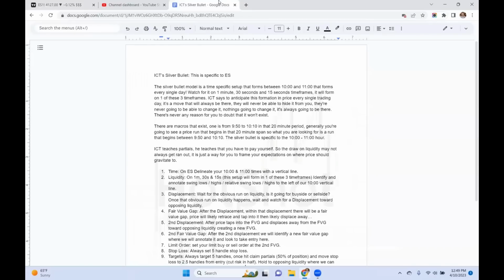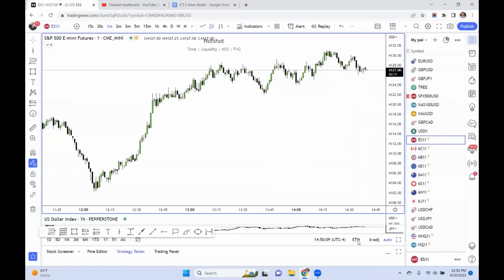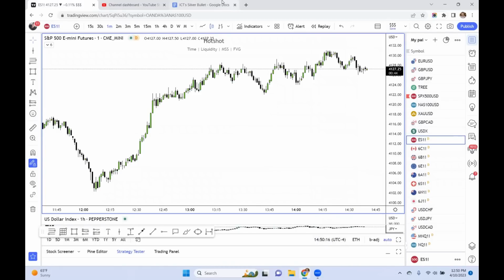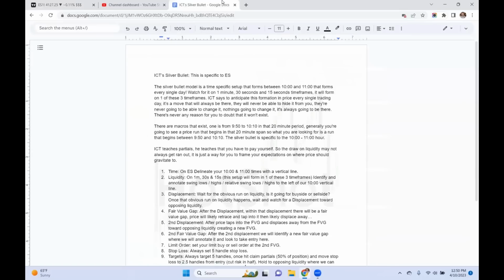Okay, so the Silver Bullet model is a time specific setup that forms between 10 and 11 New York time specifically. And if you don't have New York time on your charts, New York is this one down here. You can change the time right down here when you want to set it to New York. So it forms every single day. Watch for it on 1 minute, 30 seconds, 15-second time frames. It will form on one of these 3 time frames.